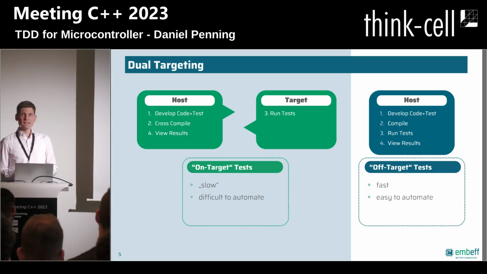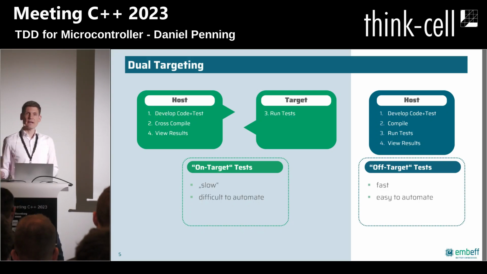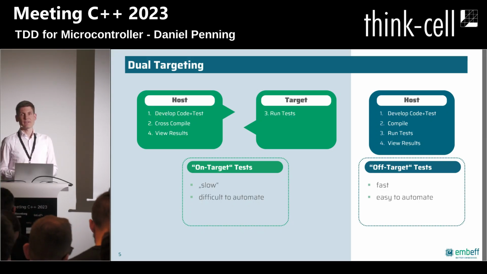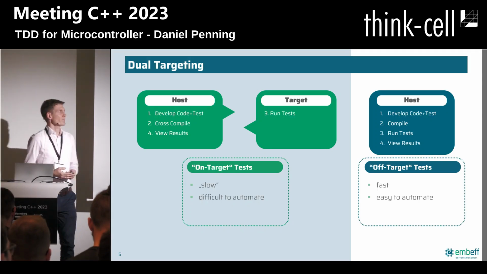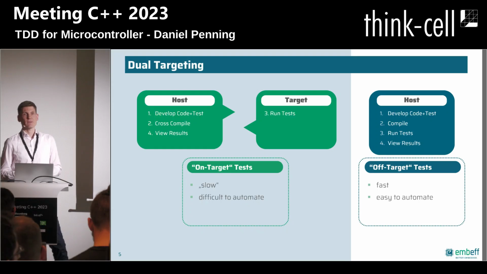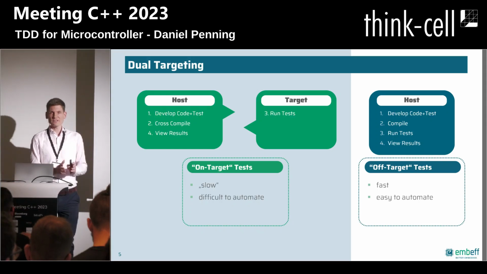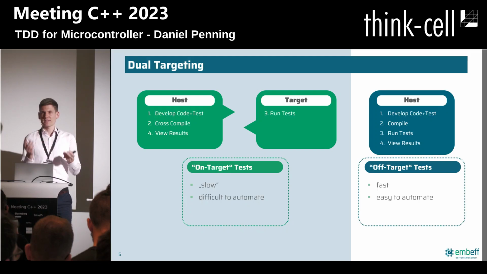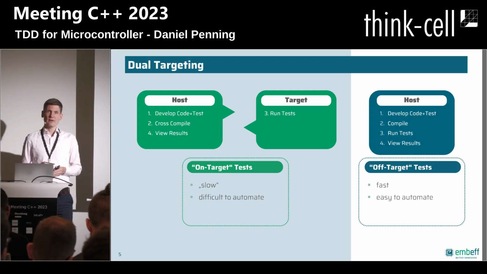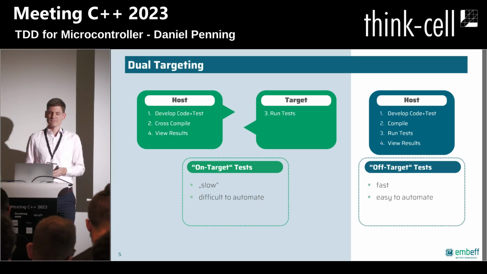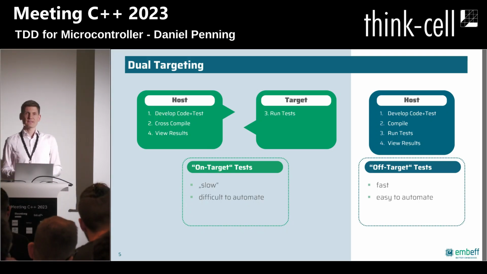And it's kind of slow because you have this hardware dependency, and it's a little bit difficult to automate. So James Grenning proposed a second way. He called it off-target testing. And in off-target testing, you execute the test on your machine. So you don't cross-compile, you compile with your standard GCC. You run your tests on your PC, and you view the results there. This is obviously much faster. You can even run it on the CI.